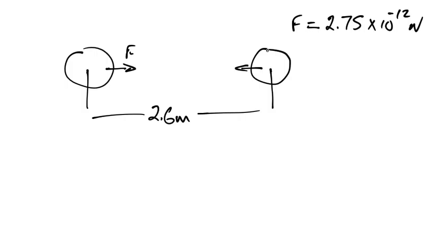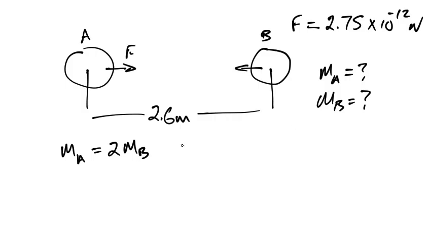And the mass of one ball, so let's call this A and let's call this B, MA is equal to 2 times the mass of B. Okay? The question is, what is the mass of each ball? That's the question. So find MA and find MB.